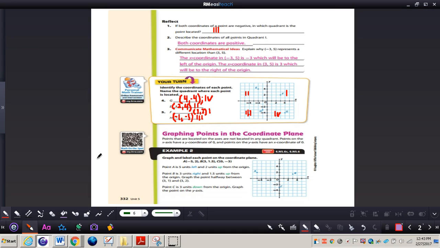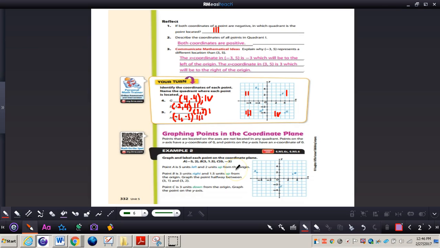It says graph and label each point on the coordinate plane. Now we've already looked at what we do if we have a negative point and also a positive point, negative on the x-axis, positive on the y for A. Point B is a little bit different. We have (3, 1.5). So we have 3, which is a positive number, on my x-axis, so we move to the right 3 times. And then since it's 1.5, we plot our point between the 1.5 and the 2 within quadrant 1.